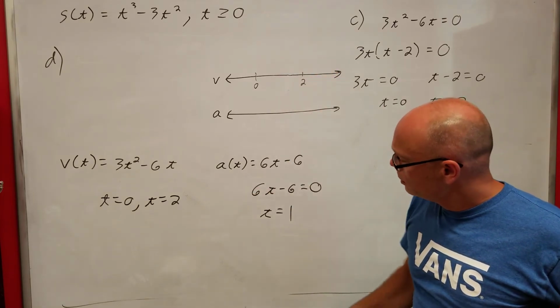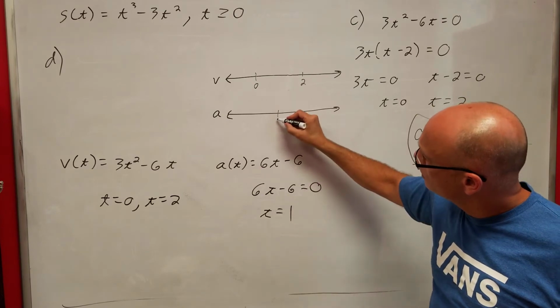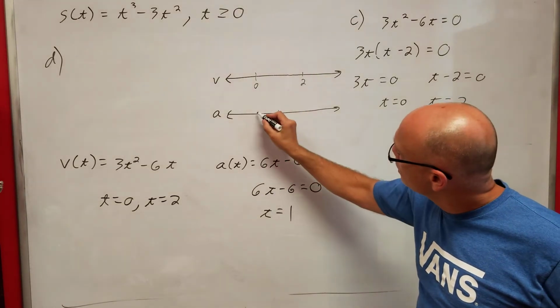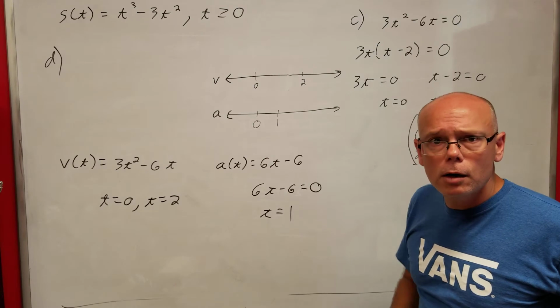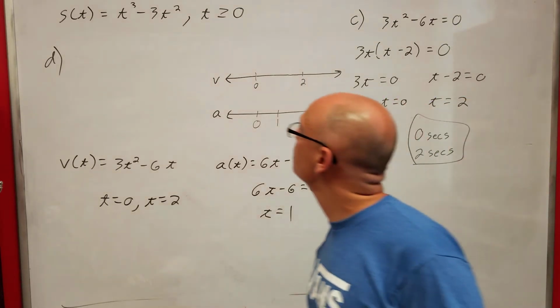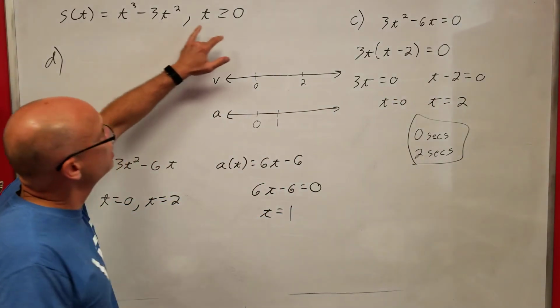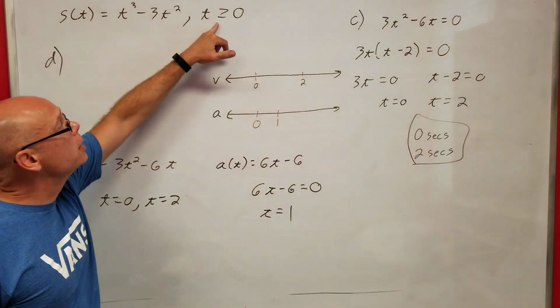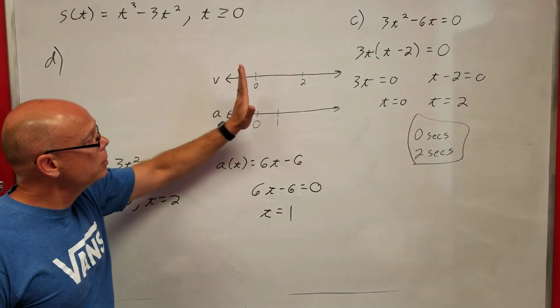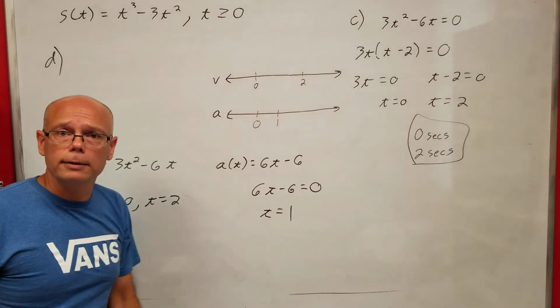And my acceleration function, let me put 1 on it. Let me also put 0 on it as well. Why am I putting 0 on it? Because this function we're looking at is defined for t greater than or equal to 0. So I'm looking at 0 beyond that way.